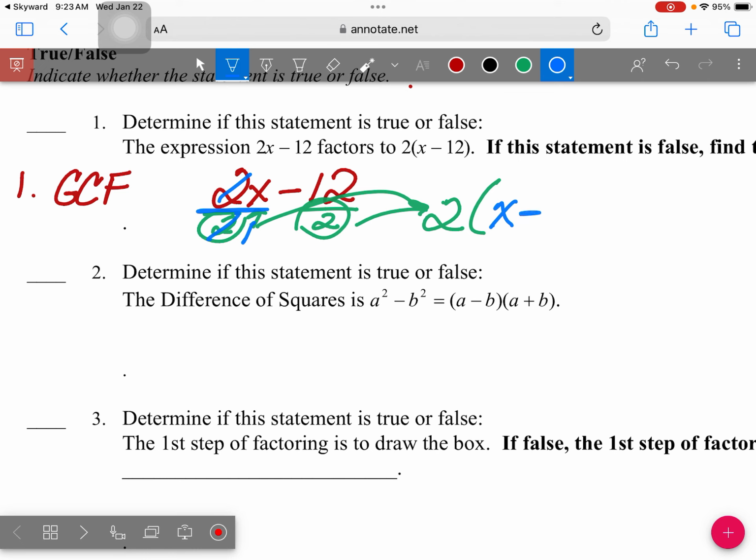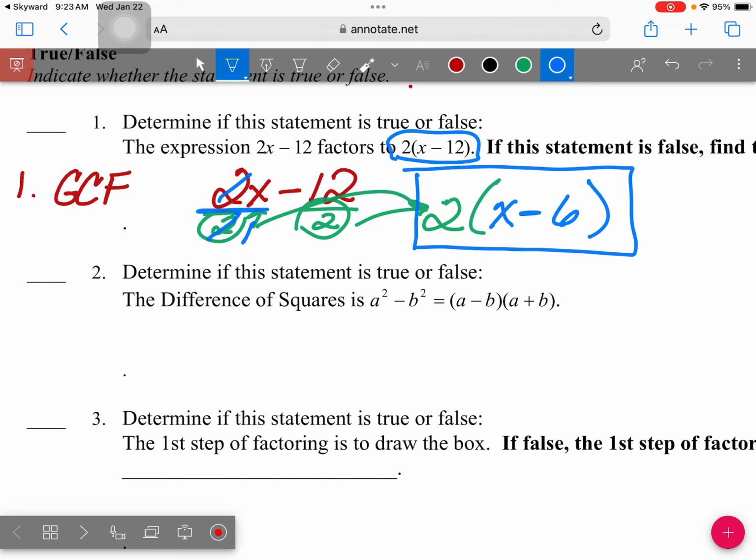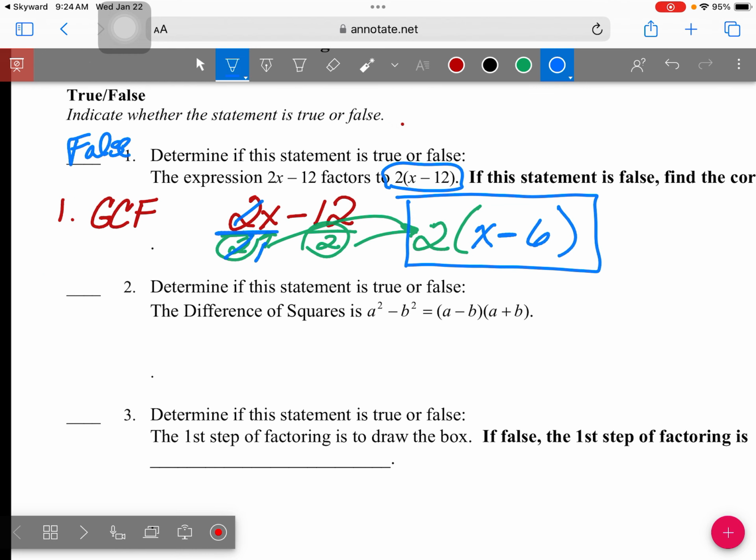Minus the 12 divided by the 2 here gives me what, class? 6. So this is the correct factorization. It says determine if this is true or false. The expression factors to this, well, that is false. It's going to factor to 2 times x minus 6. And if you have to put a false in there, then you have to show what the correct factorization is. Okay?